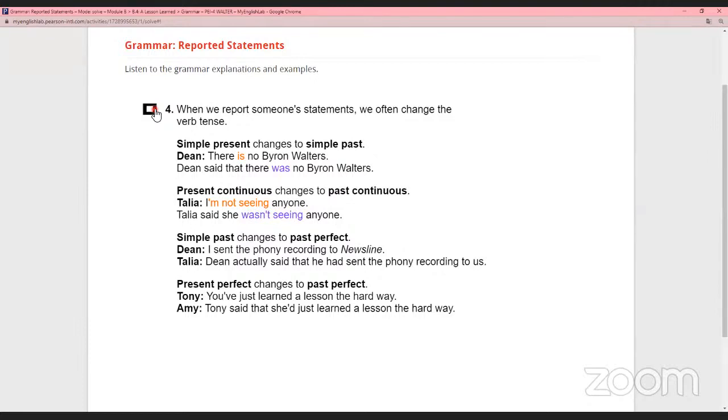I sent the phony recording to Newsline. Dean actually said that he had sent the phony recording to us. Present perfect changes to past perfect. You just learned a lesson the hard way. Tony said that she just learned a lesson the hard way.